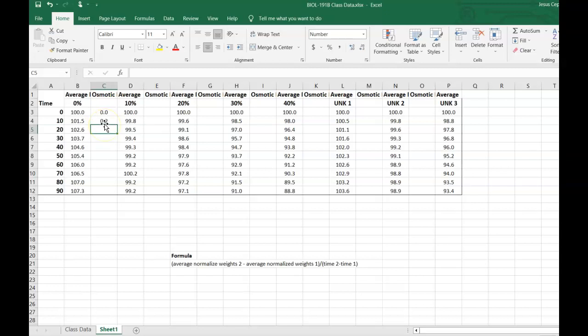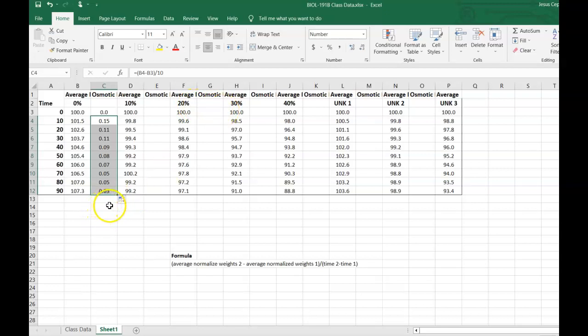If I want to increase the significant figures, you just have to go up here in your Excel. Make sure you select it. I can always increase the significant figures using these little tools. Once you solve it for one of them, so here I have the osmotic rate for the 10-minute mark, it's very simple because all you have to do is drag it, and it'll give you the rest of the osmotic rates. You can do the same for all of these. Do the same thing for the 10%, 20%, 30%.